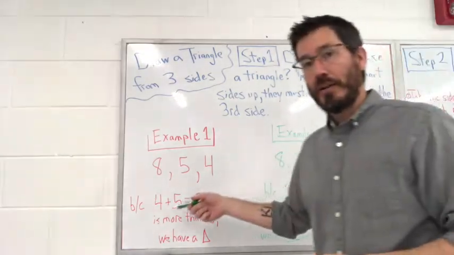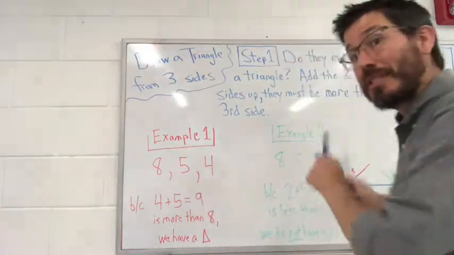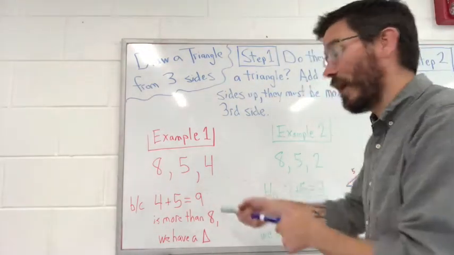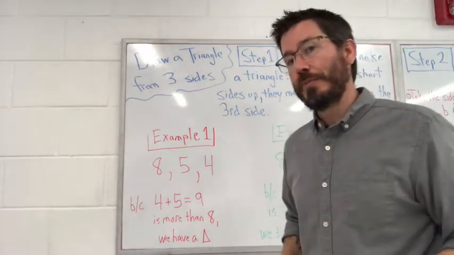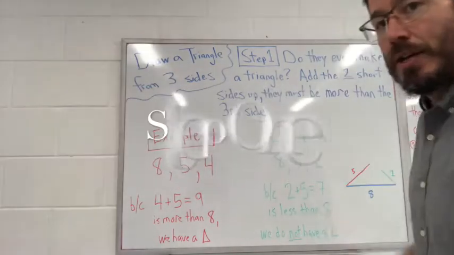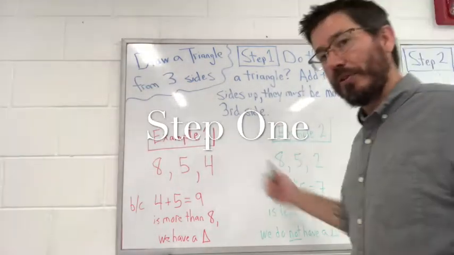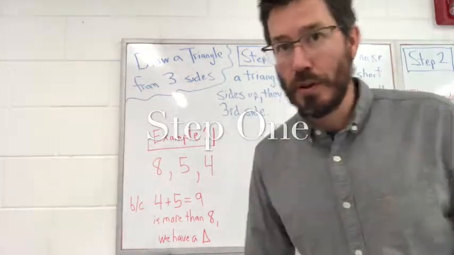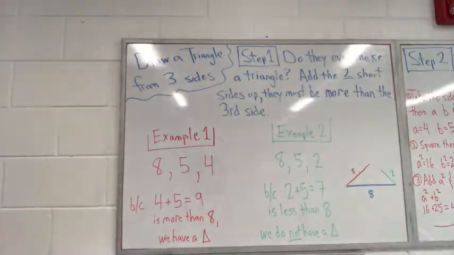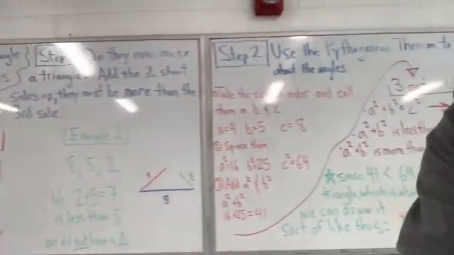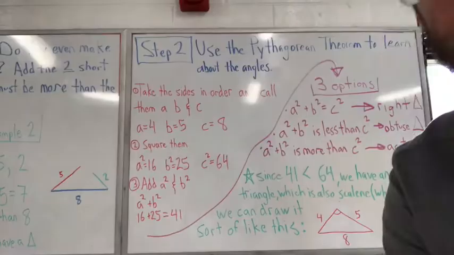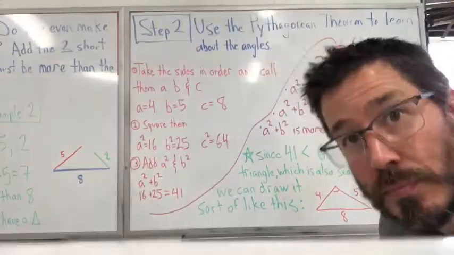If we don't have a triangle, we stop and we're done with the problem. If we do have a triangle, now we have one more thing to do. So step one, do we even have a triangle? Simple little test. Step two, let's go to the other board. All right, there we go.